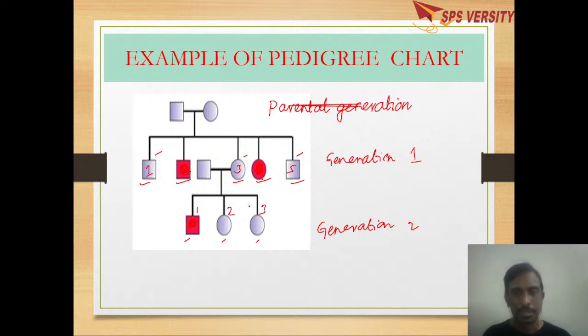In generation 1, the second and fourth child are affected. In generation 2, the first child is affected, the remaining are normal. Affected means it shows the specific trait for which you are doing the pedigree analysis. So this is one example of a pedigree chart. A pedigree chart looks like this. With the available data, we can write the pedigree chart.